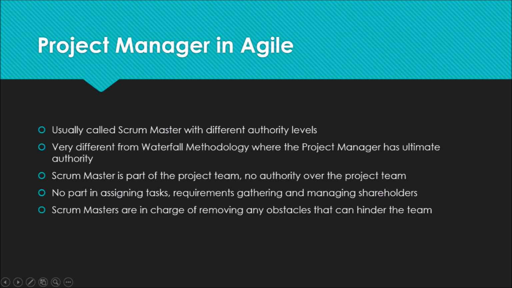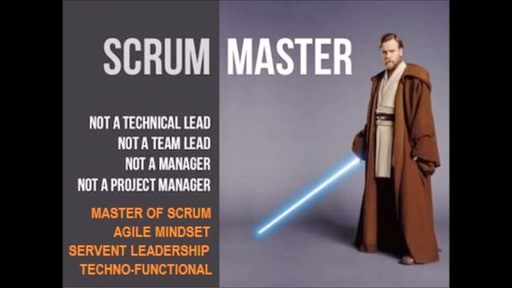In an Agile environment, the role of a project manager is usually referred to as a Scrum Master. There are key differences between the standard waterfall project manager and an Agile Scrum Master, especially in terms of authority. In a typical waterfall environment, the project manager holds the central point of authority, whereas a Scrum Master is part of the project team in a facilitator capacity, meaning they have no authority over the project team.